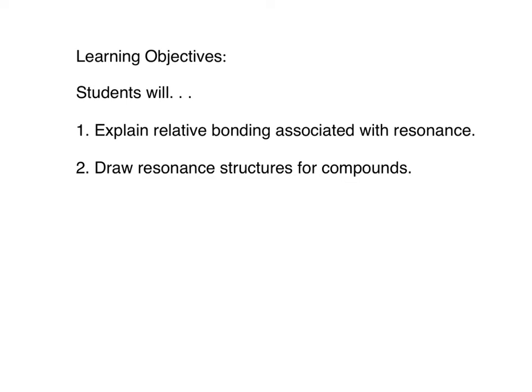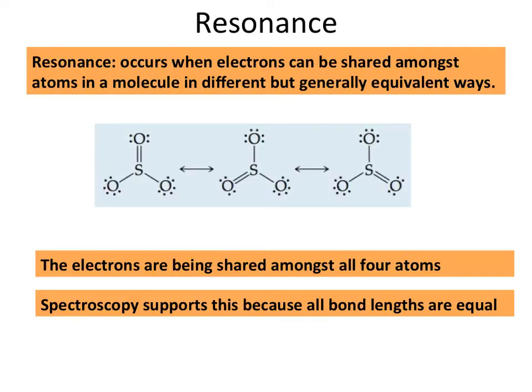After watching this video lecture, students will be able to explain relative bonding associated with resonance in structures, as well as draw resonance structures for compounds that need it. So resonance is what we're going to be discussing here in relation to Lewis dot structures. Resonance happens when electrons are able to be shared between multiple atoms within a compound.